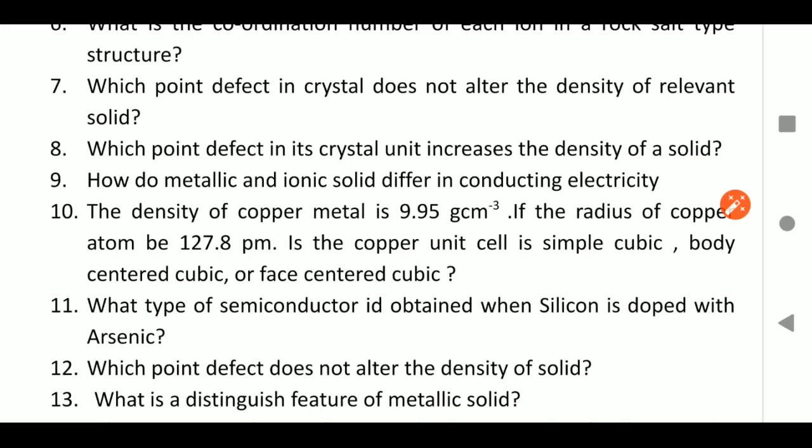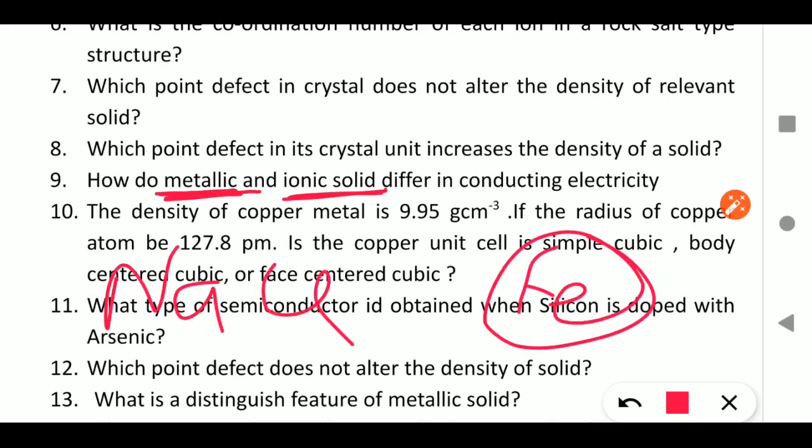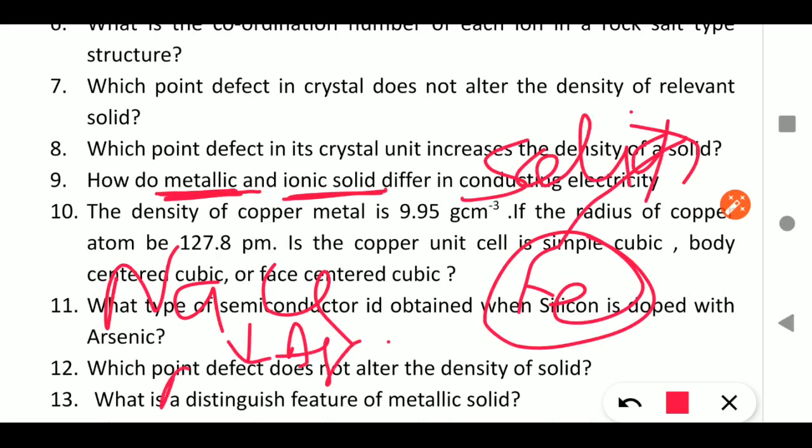Question number 9, why do metallic and ionic solids differ in their conductivity? Metallic solids will conduct electricity in the solid state but ionic solids cannot. Suppose it is NaCl and it is an iron rod, so the iron rod can conduct electricity in the solid state, but NaCl will conduct electricity in the aqueous state only. When it is dissolved in water, it gives free ions in water, not in the solid state. So this is the characteristic.